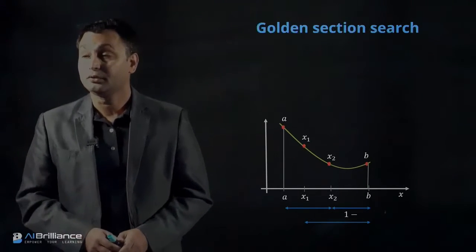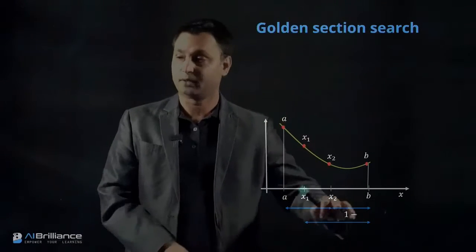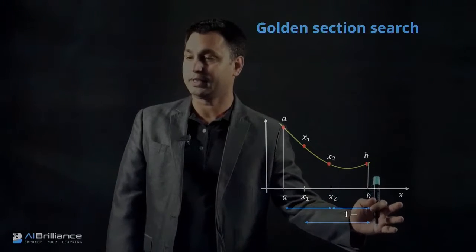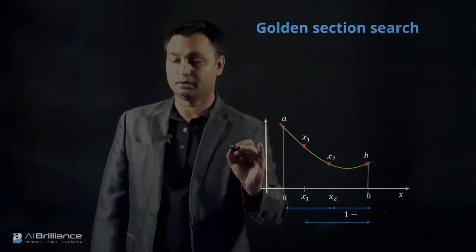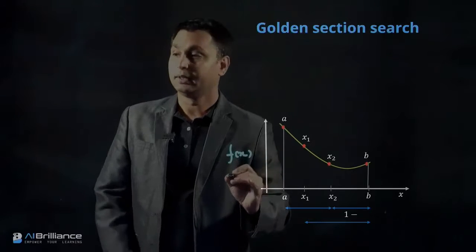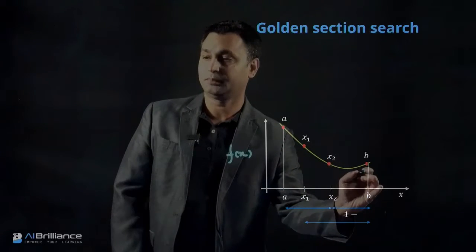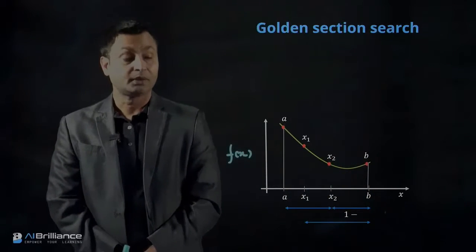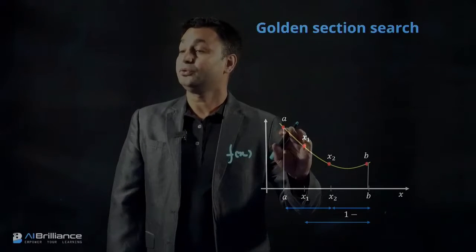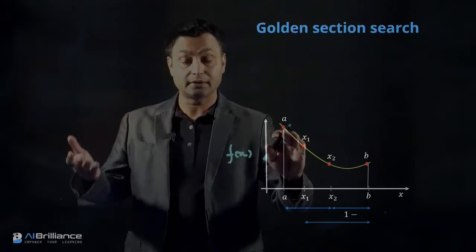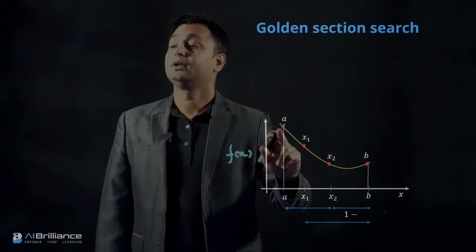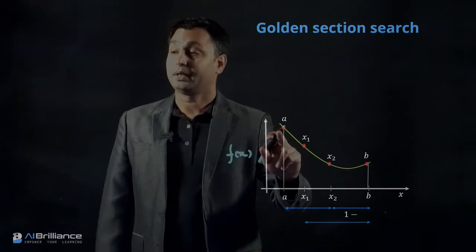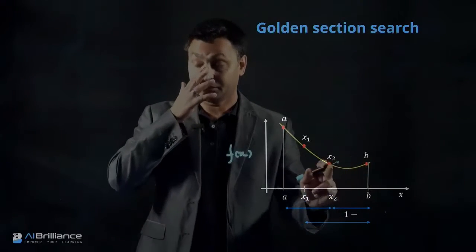If you recall, this is a one variable problem, so we have the x-axis and this axis will be f(x). We have a function which is depicted by this yellow line, and hopefully, through using a bounding algorithm like Swann's method, we have bounded this function by a and b. This is something that we have determined.